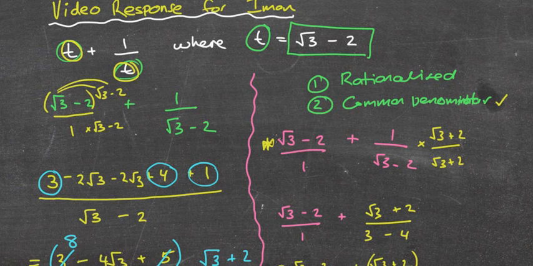Okay, I hope this cleared up a little bit where those two things came from, the root 3 minus 2, and where the difference of two squares came from. Remember, difference of two squares always comes from rationalizing your denominator. Whenever you have a surd as part of your denominator, it is not simplified. You need to rationalize it in order to simplify that question.